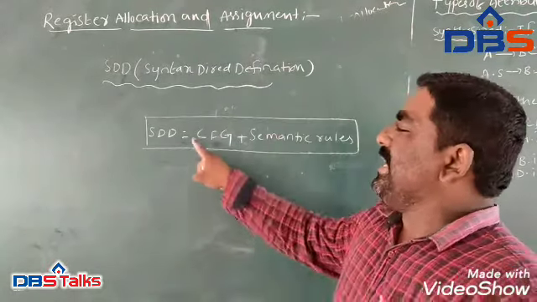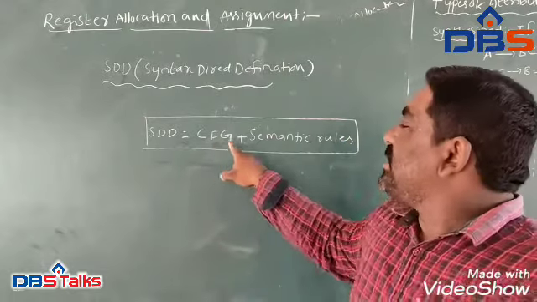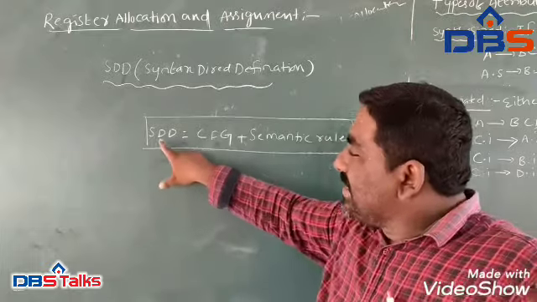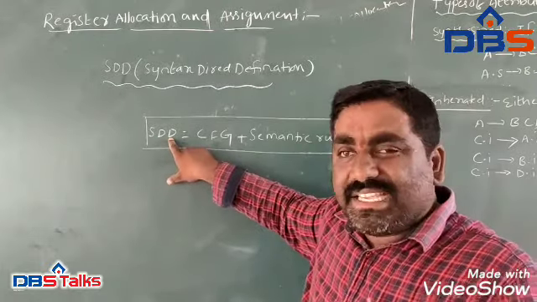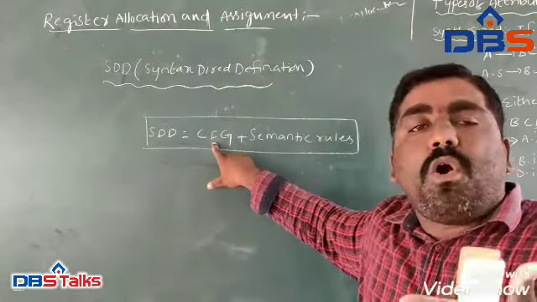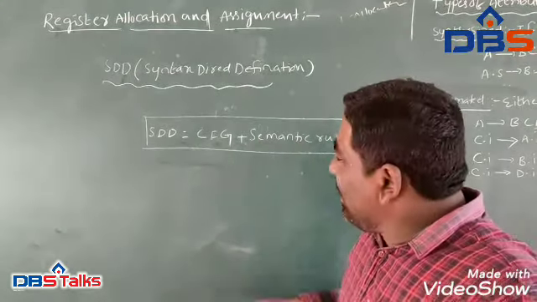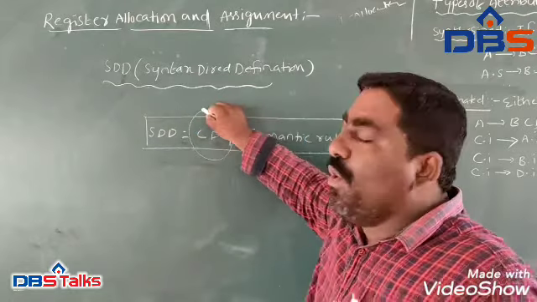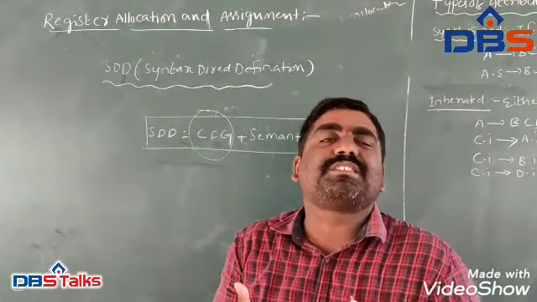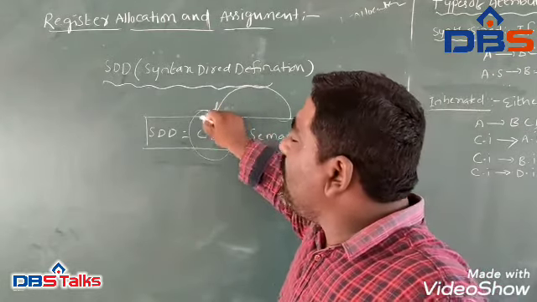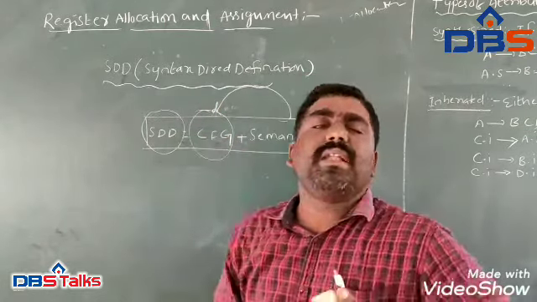What is meant by context free grammar? What are the semantic rules? Here, syntax directed definition means it is a combination of context free grammar along with semantic rules. We have a context free grammar, we add some semantic rules to the context free grammar, then we can call it a syntax directed definition.